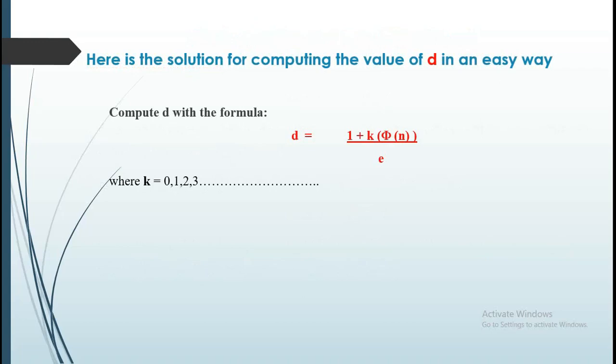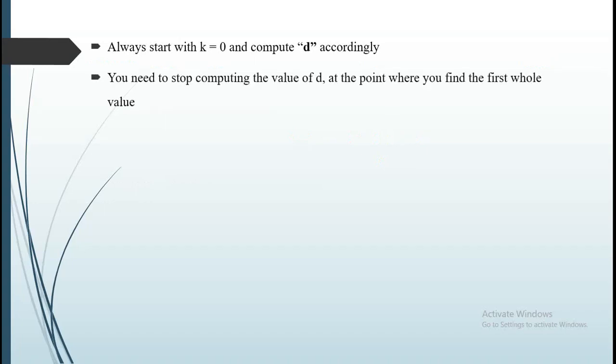D is equal to 1 plus k multiplied by phi of n, divided by E, where k equals 0, 1, 2, 3 and so on, and we can simply call it the iteration number. Remember to always start with the value k equal to 0 and then compute D accordingly. The stopping criterion is that at the point where you find the first whole value, that will be your public key and you need to stop computing the value of D at that point.